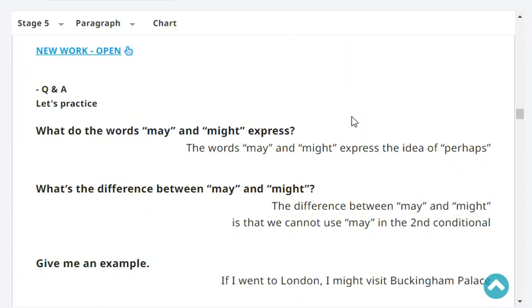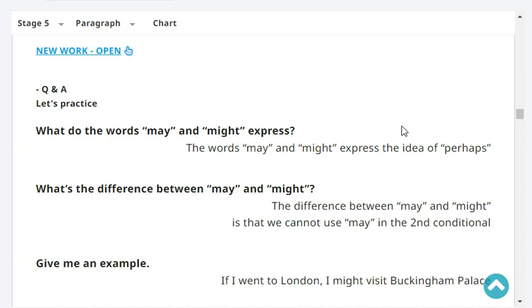What do the words may and might express? The words may and might express the idea of perhaps. Very good. What's the difference between may and might?